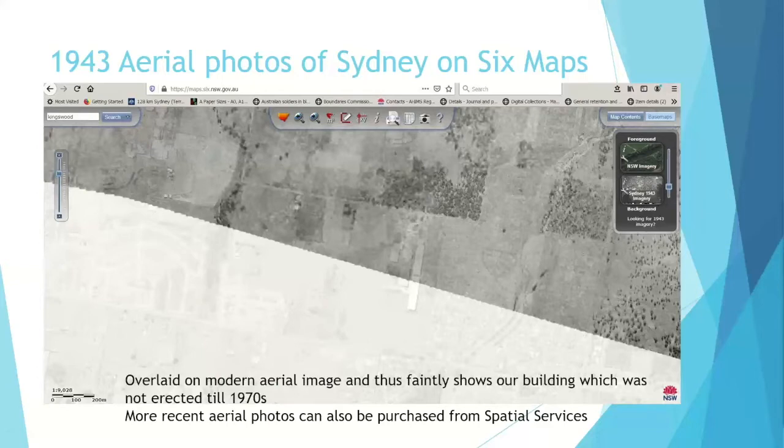Although only the 1943 images are up on SIX, you can actually purchase more recent aerial photographs from Spatial Services on their website.